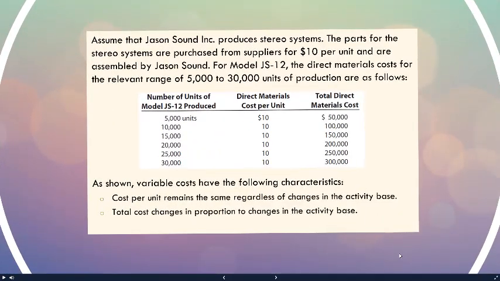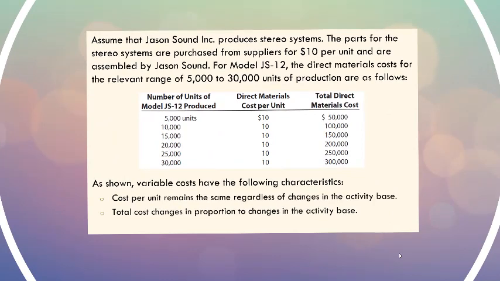Here's another example of that variable cost both on a per unit basis and in total. As you can see on that per unit basis, it doesn't change, yet in total it varies in proportion with the level of activity. As our activity goes up, our total cost will go up.